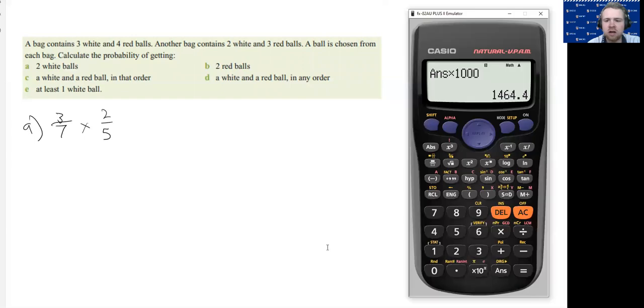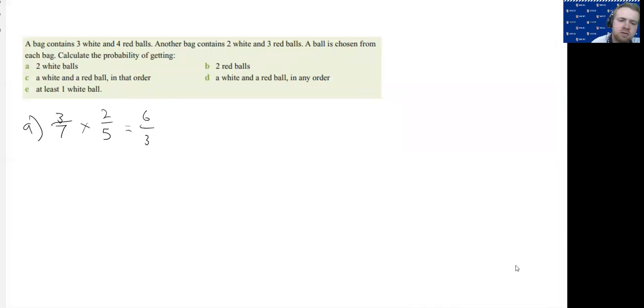So here we should get our calculator out, and we should go 3 over 7 multiplied by 2 over 5, and we can get our probability that way. Now you could just multiply top with top, bottom with bottom, and you get the same answer, 6 out of 35. Okay, for part B here, the probability of getting 2 red balls is going to be 4 out of 7 this time, multiplied by 3 out of 5. So this one would be 12 out of 35 in total.